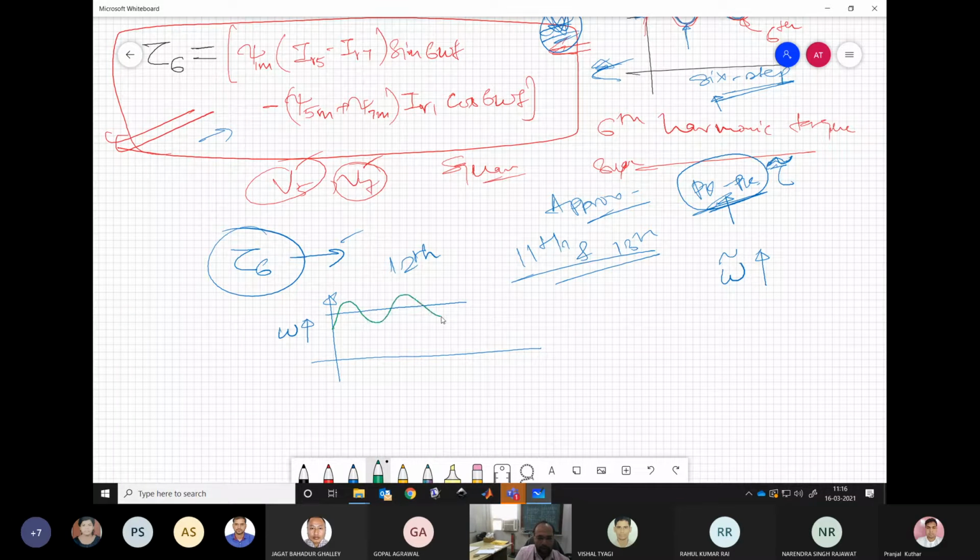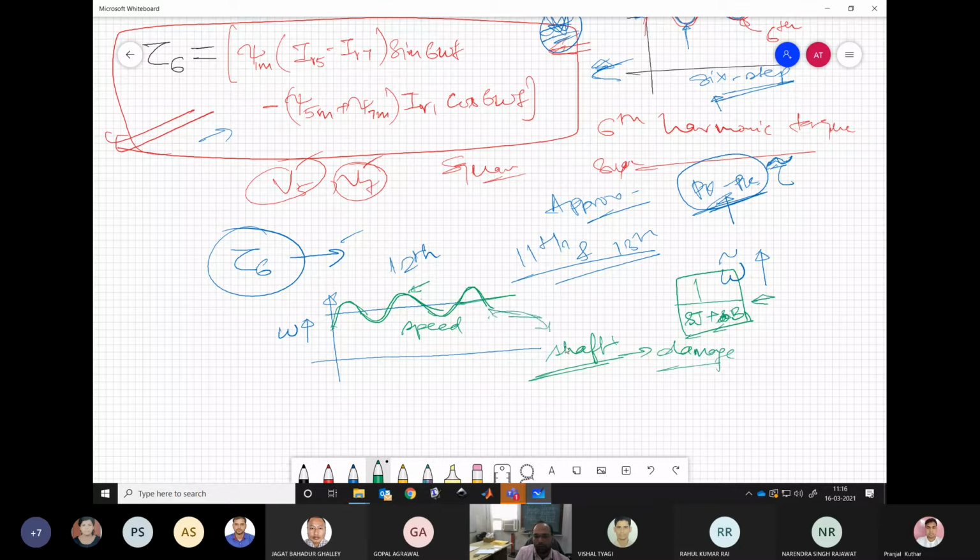Of course, some reduction or some filtering would be there because of the mechanical first order system. Sorry, this should be the opposite, Js plus B. Because of this there would be some filtering, but the component may still have significant value, which means there would be steady oscillation on the speed, which is not good for the shaft and the other mechanical components. It may damage them. The torque ripple, or the fluctuations on speed, may damage the shaft and other mechanical components.